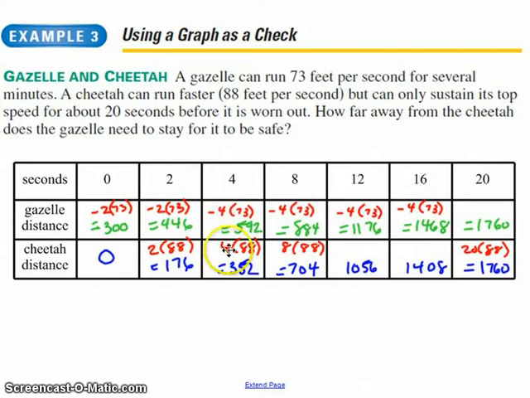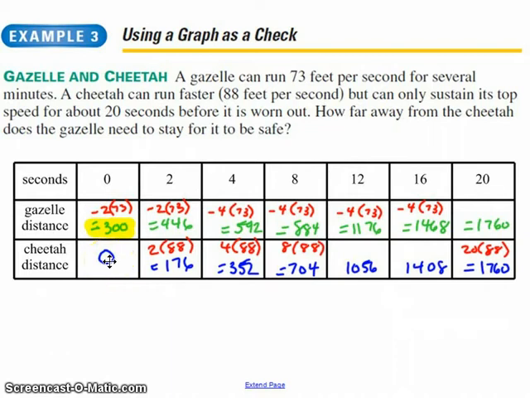But the point is, if I do that, what I find here is that the gazelle, when it starts, is 300 feet away from the cheetah. So that's the answer to the question, how far away from the cheetah does the gazelle need to stay for it to be safe? Well, a little bit more than 300 feet, or literally 301 feet if the cheetah really runs exactly at the speed as it says here. So that's how far apart they need to stay, 301 feet.